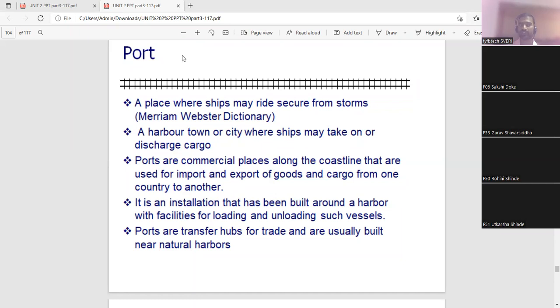Ports are commercial places. Whenever there is a Mumbai port, is it meant for manual work or only for commercial work? All the ports are meant for commercial work. A place where ships may ride secure from storms; if there is any storm, the ships will come and take shelter. It is an installation built around the harbor with facilities for loading and unloading vessels. Ports are transfer hubs for trade and are usually built near natural harbors, where the ship will come and stay and unloading will take place.